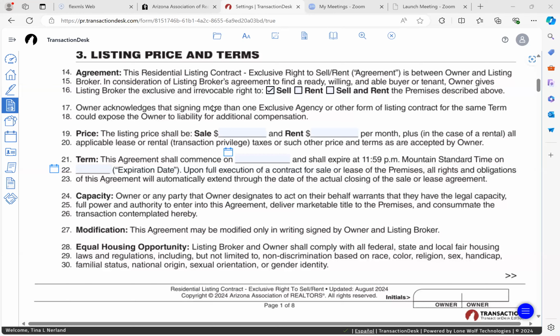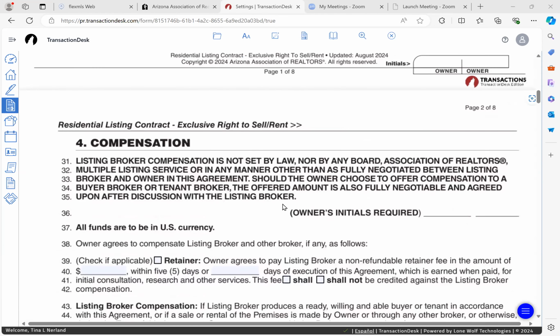So like previous exclusive rights to sell, it has a clear begin and end date. So you put your purchase price, put an end and a start date, and then here comes that good old compensation. Previously this was updated and it added: listing broker compensation is not set by law, nor in any board, association of realtors, multi-listing service, or in any manner other than as fully negotiated between the listing broker and the owner of this agreement. Should the owner choose to offer compensation to a buyer broker or a tenant broker, the offered amount is also fully negotiable and agreed upon after discussion with the listing broker.